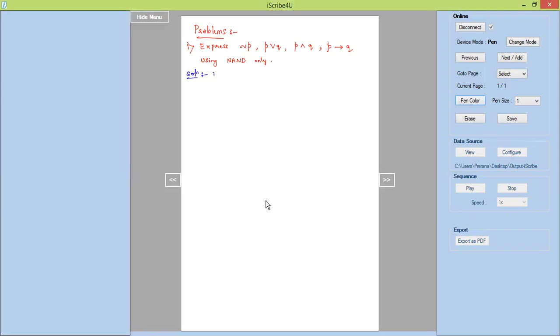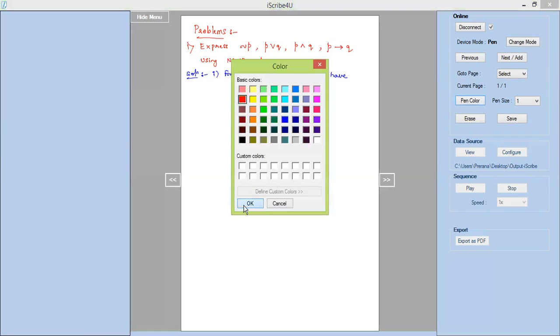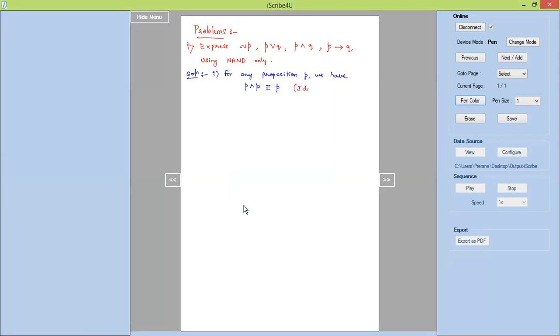So first one, for any proposition P, we have P and P is logically equivalent to P itself. This is one of the laws we learned in the laws of logic, that is idempotent law. Due to idempotent law, we will be able to write down P and P is logically equivalent to P itself.